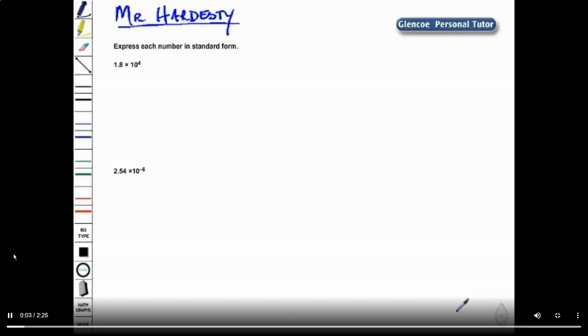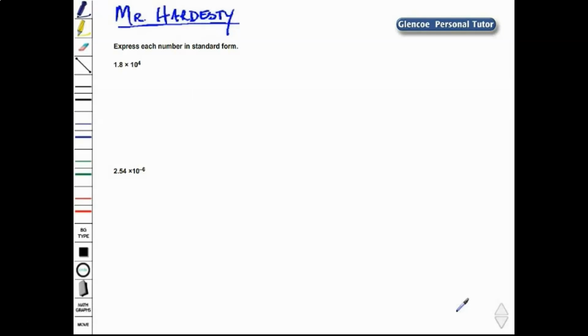Let's use standard form to solve the following problem. Express each number in standard form. 1 8/10 times 10 to the fourth power. To put this in standard form, we want to first rename 10 to the fourth power. And 10 to the fourth power is the same as 10,000. That's 10 times 10 times 10 times 10.